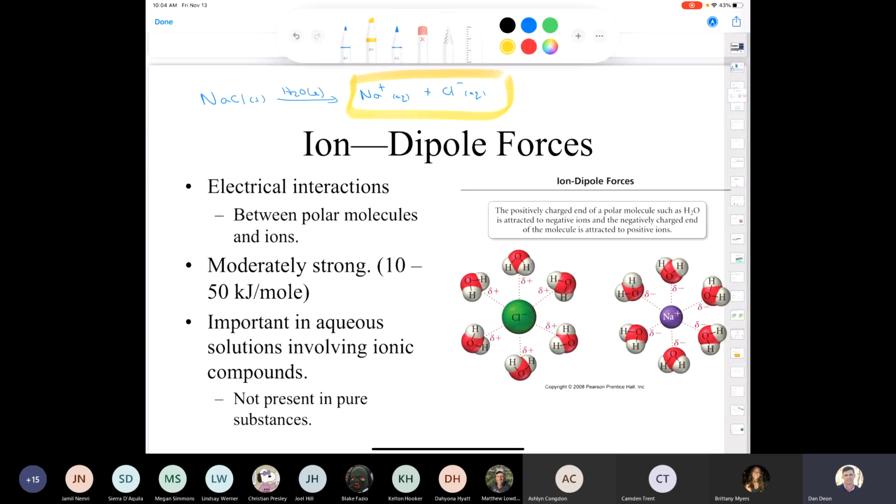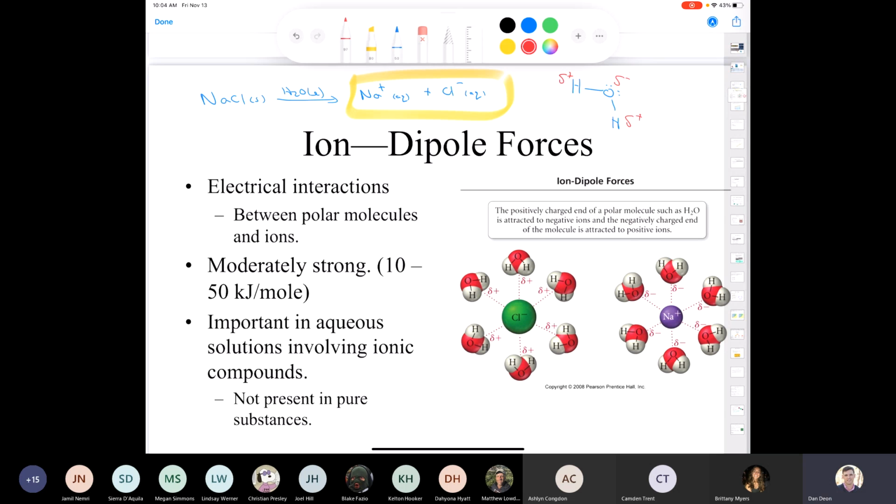We know that water is polar, isn't it? I just explained to you why water has an oxygen that is delta minus and hydrogen atoms that are delta plus, because there's a difference in electronegativity between hydrogen and oxygen. Well, the ion dipole force is an electrical interaction between a polar molecule, like water. It could be another polar molecule. This is just the example that's shown here on this slide, okay? And an ion. They're important in aqueous solutions involving ionic compounds.